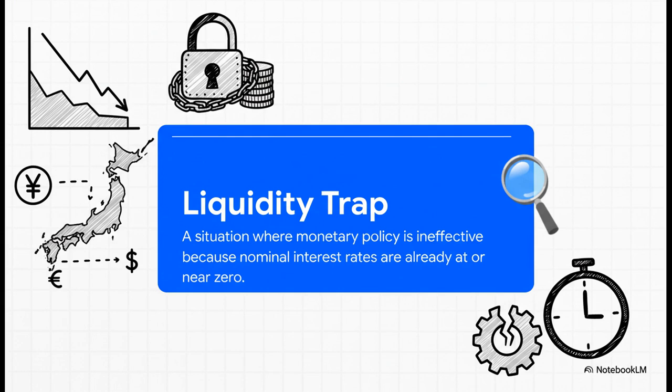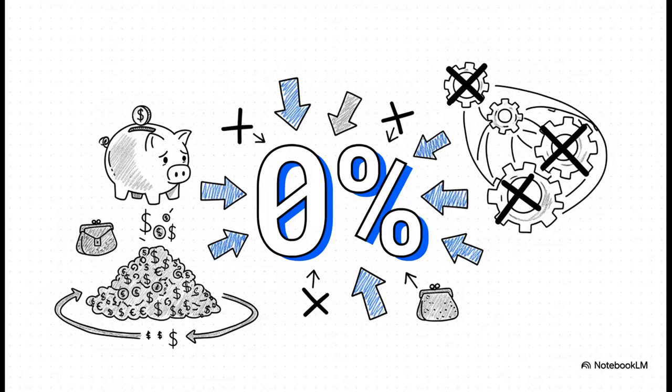This is a pretty scary scenario, and it's not just theoretical. We've seen it happen in places like Japan back in the 90s, and then again in the US and Europe right after the 2008 financial crisis. Here's the problem. Interest rates are already at or near zero. At that point, the central bank's main tool, cutting rates to boost the economy, is completely useless. You can't go lower than zero, right? Pumping more money into the system doesn't really work because people and businesses just hoard the cash instead of spending or investing it.